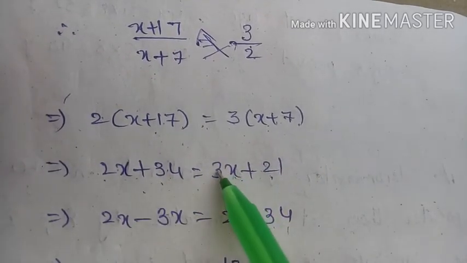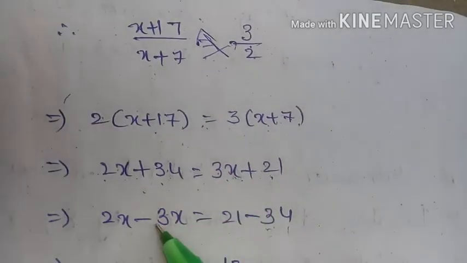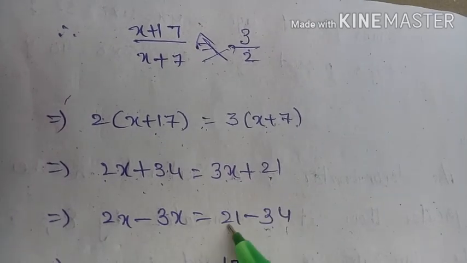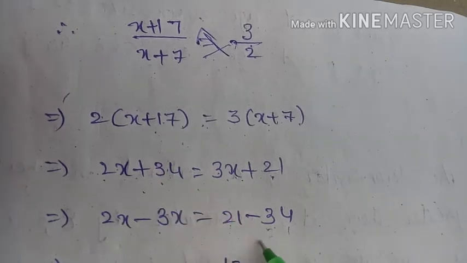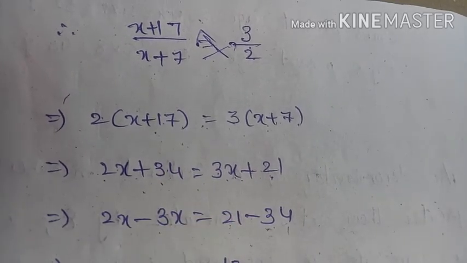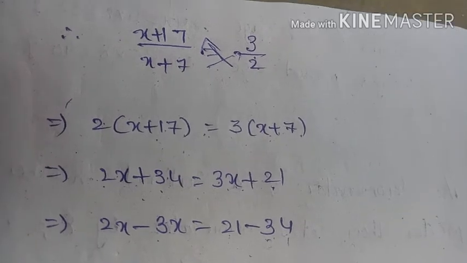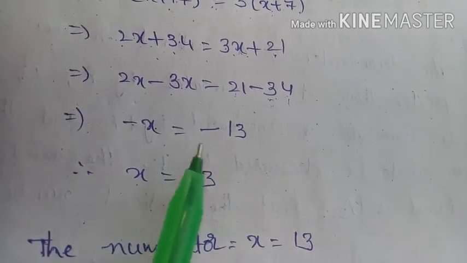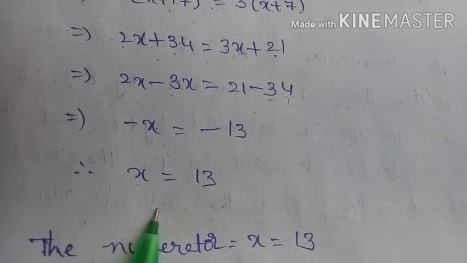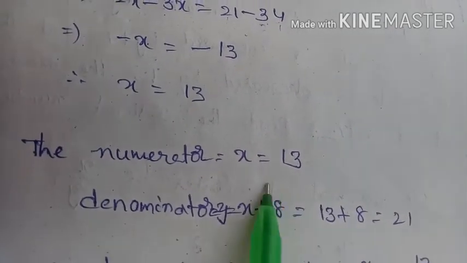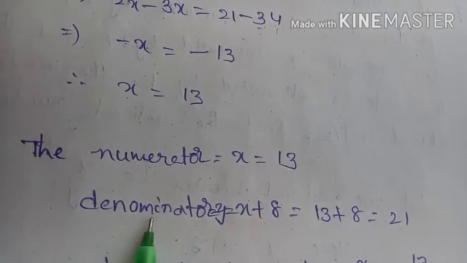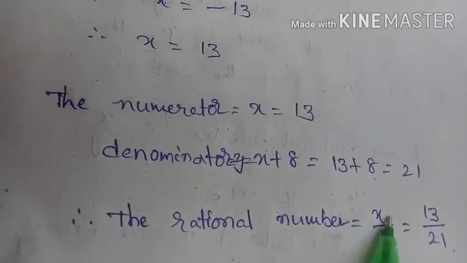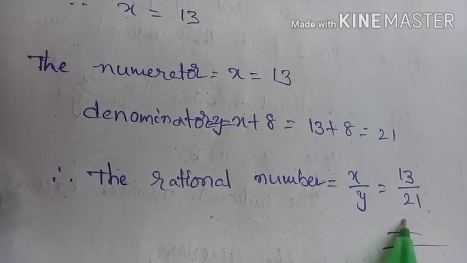Now separate the variables and constants. I transpose 3x to the LHS, it becomes minus 3x, is equal to 21 plus 34, it becomes minus 34. So 2x minus 3x is equal to minus x, is equal to 21 minus 34, that is equal to minus 13. So both side minuses get cancelled, x is equal to 13. So what is x? The numerator value. So the numerator x is equal to 13. What is the denominator? Plus 8, that is 13 plus 8 is equal to 21. Therefore the rational number is 13 by 21.